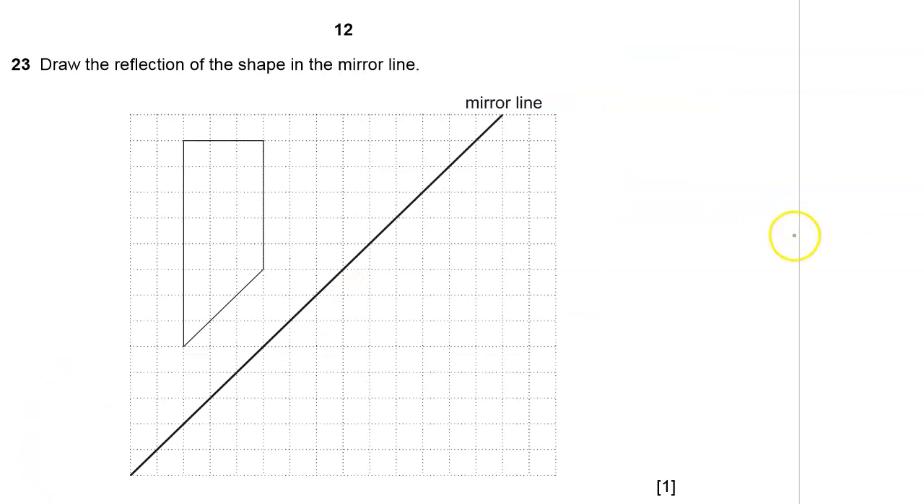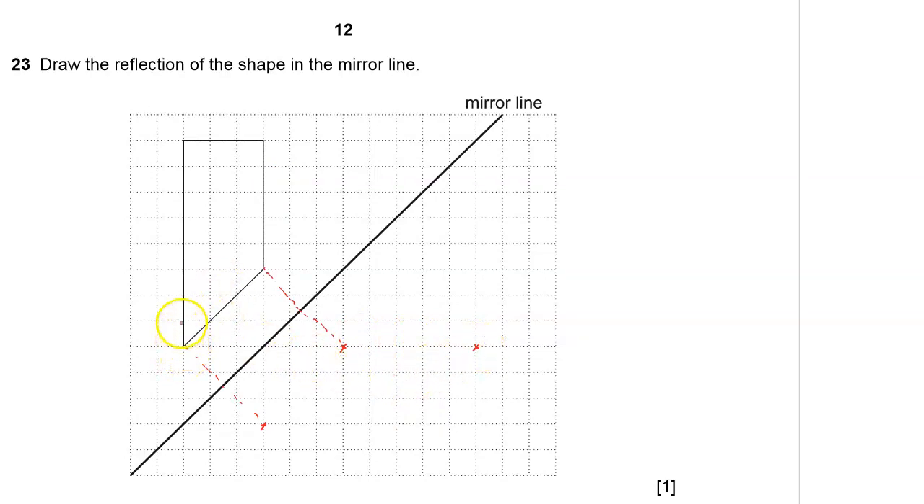Question number 23. Draw the reflection of the shape in the mirror line. Of course, to do that, you need to join this point through the mirror line so that it joins at an angle of 90. You continue it until you get to that point there. This other one should also join the mirror line at an angle of 90. Continue it to get you there. Then the number of squares from this point to this end will be 1, 2, 3, 4, 5. So you count 5 squares, and the other point will be there.